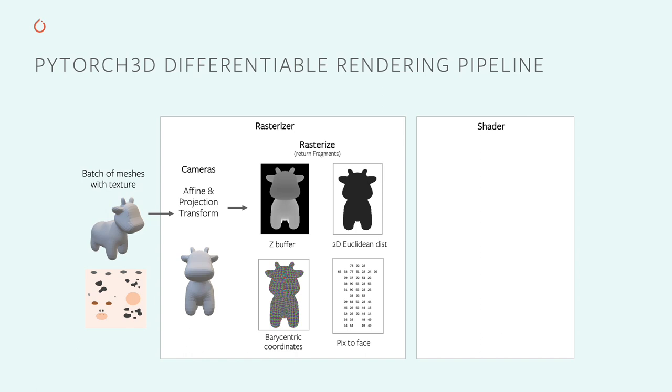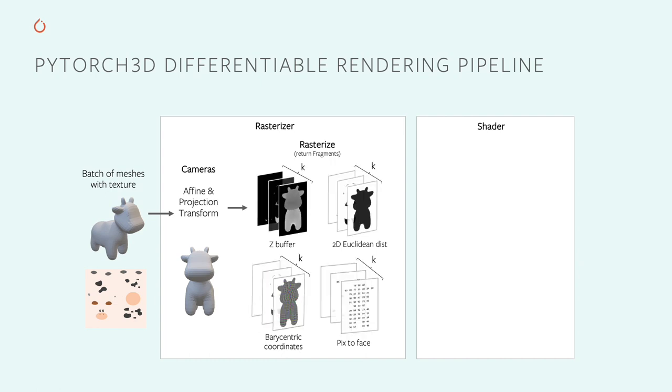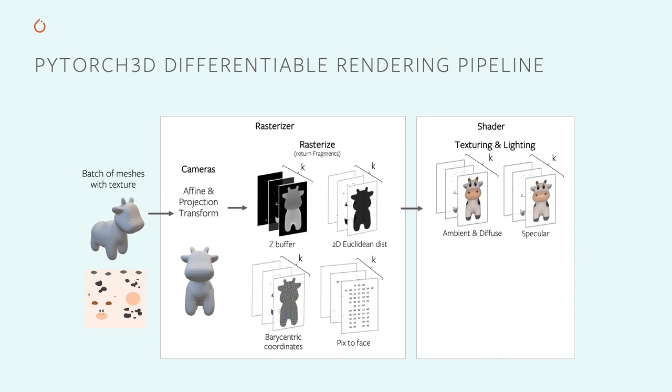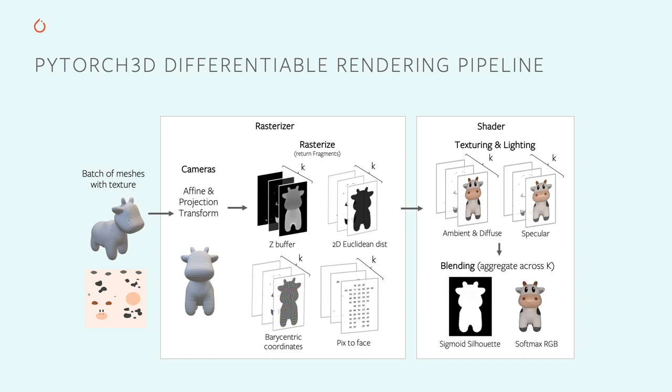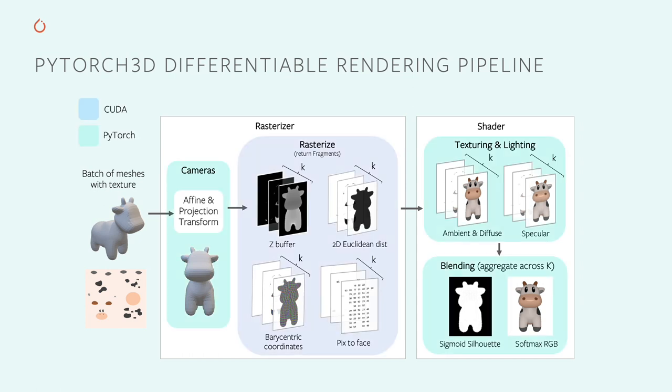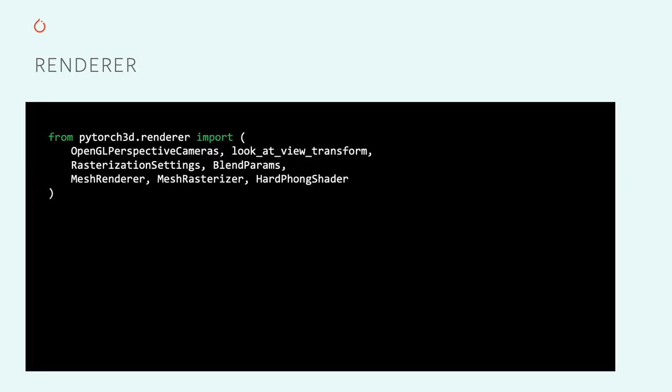This includes the Z buffer, 2D Euclidean distance, barycentric coordinates, and the face indices. We also output not just the closest value, but the top k values for each of these variables. In the shader, we continue to keep the top k values while applying shading and texturing. And finally, in the blending step, we aggregate across the top k values. The rasterization step is in CUDA for efficiency, but the rest of the pipeline is in PyTorch for increased modularity and ease of experimentation. Here is a quick example of how to set up a renderer with PyTorch3D.